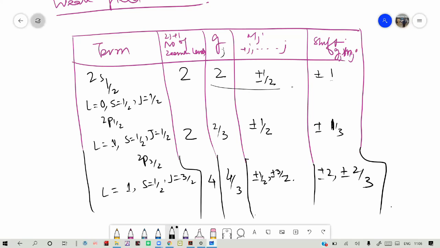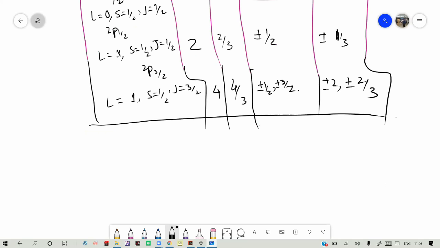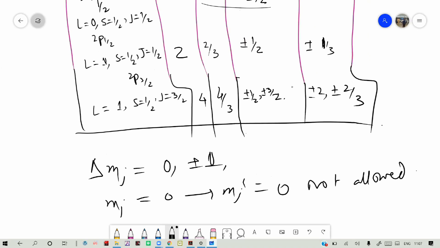Now we have to see how many transitions are allowed. When you need to find the allowed transitions, what will you use? Selection rules. The selection rule for these dipole transitions is delta mJ equal to 0, plus or minus 1. Remember that mJ equal to 0 to mJ dash equal to 0 is not allowed. Then you are done. Let us first draw the energy level diagram.